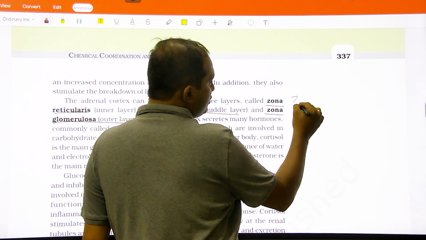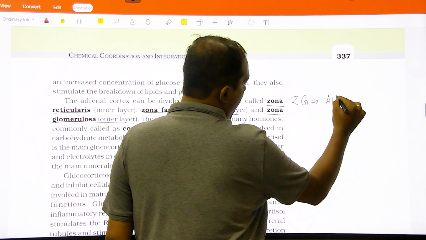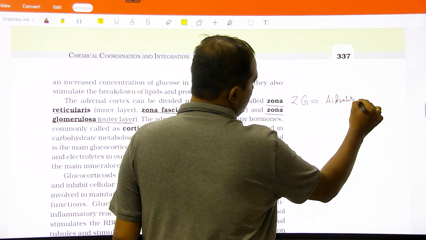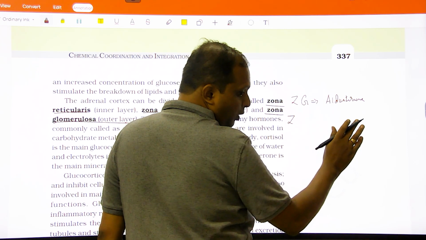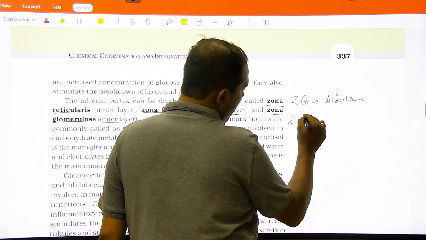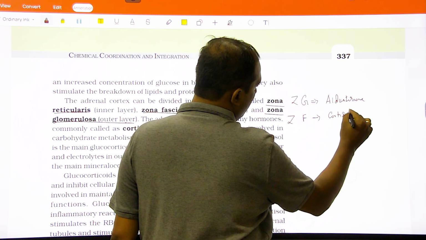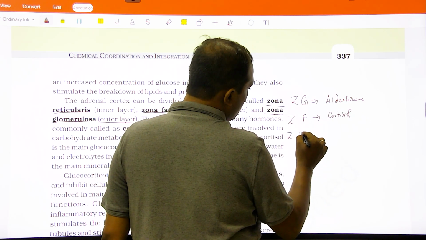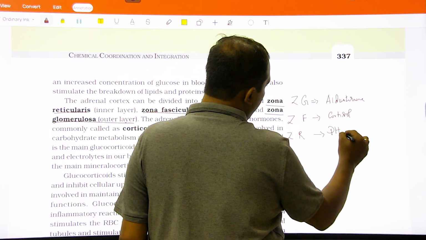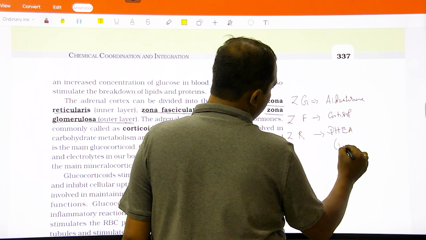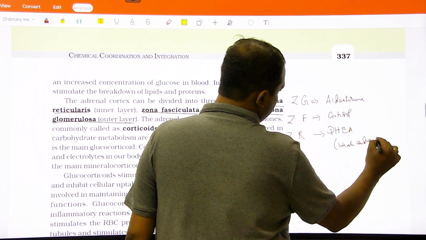Now, this zona glomerulosa, the outermost layer, is going to produce a hormone called aldosterone. Zona fasciculata is going to produce a hormone called cortisol. And zona reticularis is going to produce a hormone called dihydroepiandrosterone, which is a weak androgen.